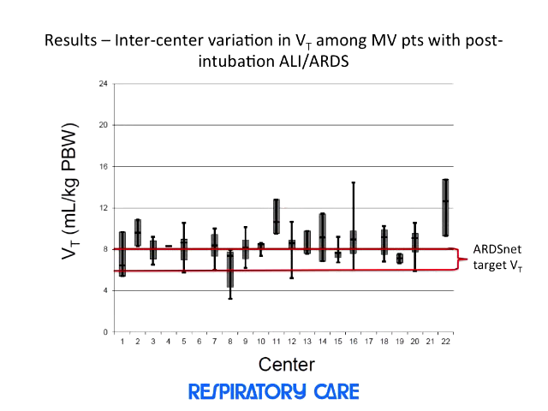And this is intercenter variation in tidal volume amongst mechanically ventilated patients with post-intubation ALI or ARDS. So these are the initial ventilator settings after the ALI or ARDS was identified. So there's a little bit closer trend towards keeping the median values within the ARDSNet target range, but you can see that some of the centers still didn't manage to get within the target.